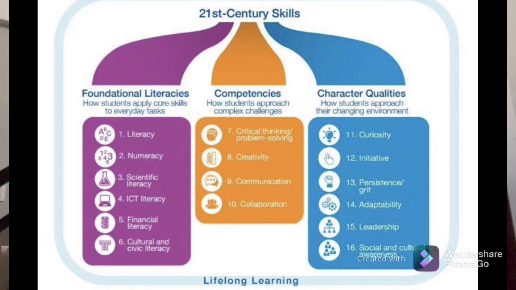We have these 21st century skills divided into three: the foundational literacies, the competencies, and the character qualities. The foundational literacies answer the question of how students apply core skills to everyday tasks. Under this, we have literacy, numeracy, scientific literacy, and then there is an inclusion of ICT, the information communication technology literacy. Then there must of course be financial literacy, and cultural and civic literacy.